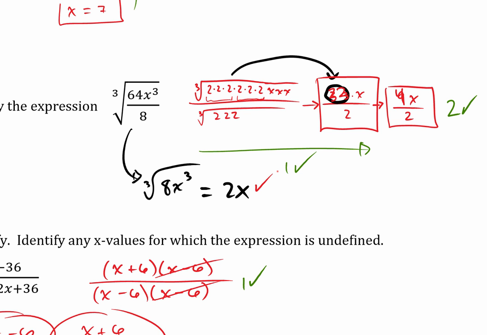Yeah, you could do that first. So 64 over 8 is 8. So you could simplify it this way to start with. You could write 3 times 8x cubed, and that's immediately, right? Is that what you're saying? Can you divide this first? Yeah, you can do that. 64 over 8 is 8, so this immediately becomes that. Cube root of 8 is 2, cube root of x cubed is x.